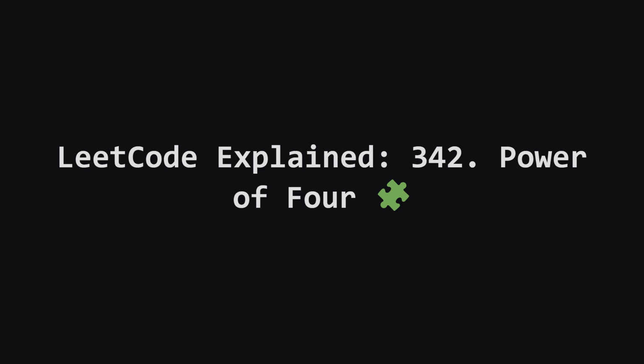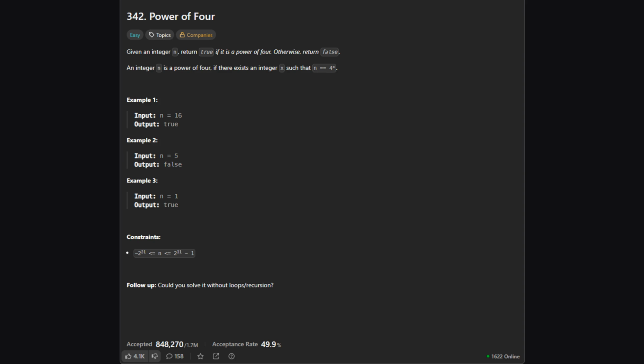Let's break it down. The problem statement is straightforward. We're given an integer, which the problem calls n, and we have to return true if it's a power of 4, and false otherwise. This means we need to check if there's some integer x, where 4 raised to the power of x gives us n.